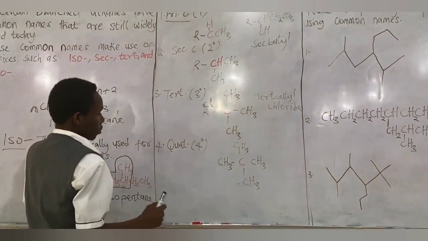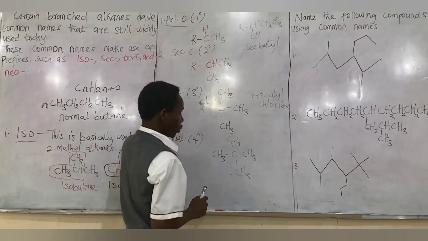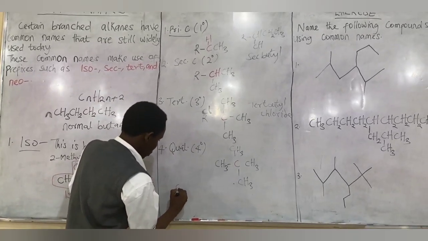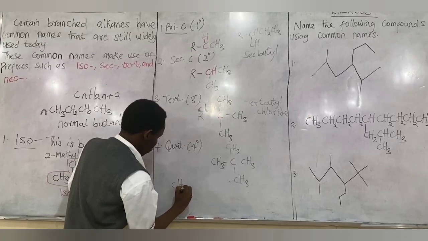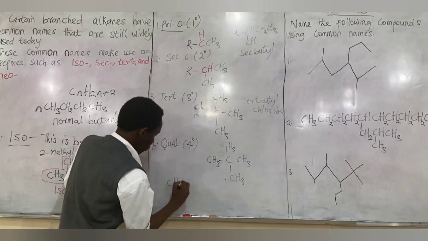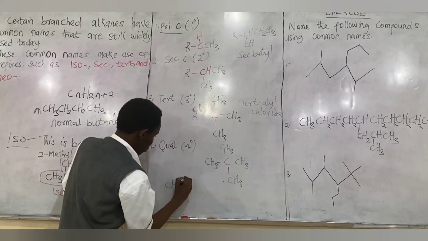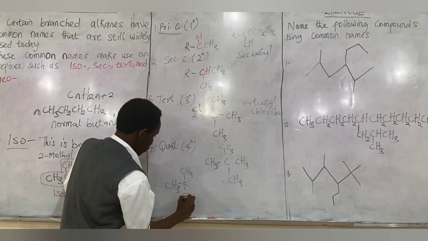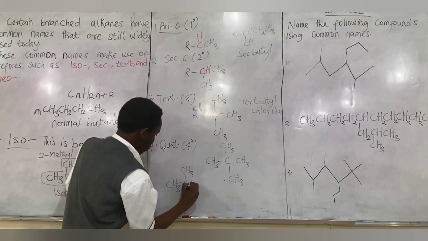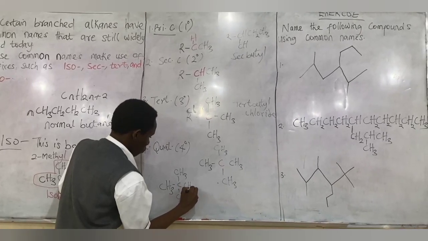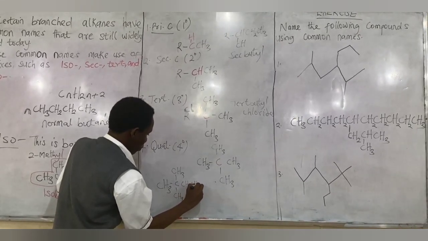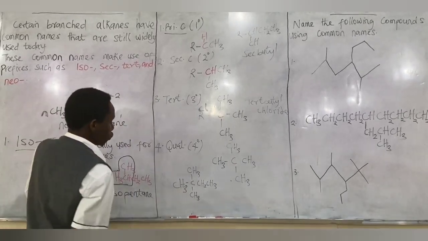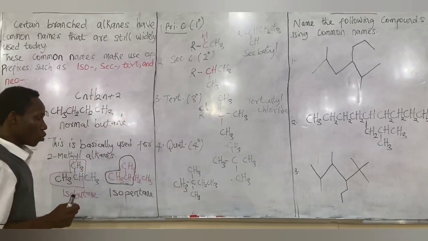How about the neo? In the neo, let's take for instance, we have something like this. CH3, we have C, we have CH3, we have CH3, we have CH2, and we have CH3. How do we name this compound using the common name?